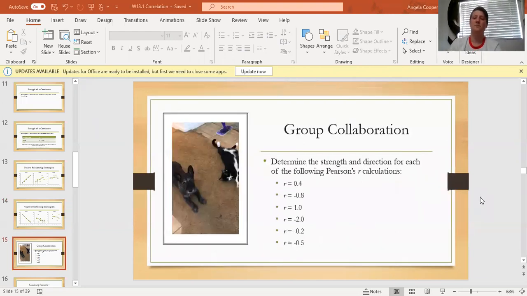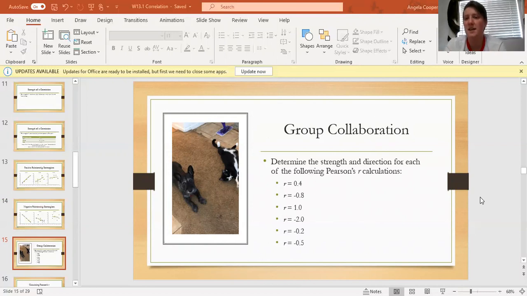Okay, so group collaboration time, I'm just going to go through these. You want to determine the strength and direction for each of the following Pearson's R correlations. That first one, R equals 0.4, well, that is a positive direction because the number is positive. And the strength of it would be considered medium because that number is between 0.1 and 0.5.